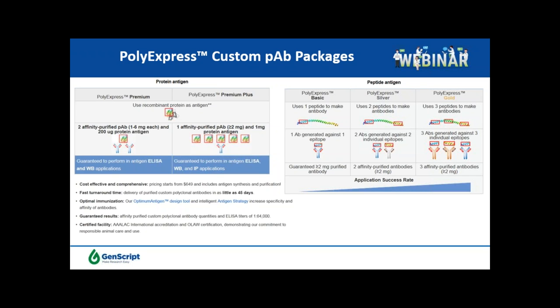All PolyExpress packages are named so because their turnaround time from antigen preparation to polyclonal antibody delivery takes as little as 45 days.